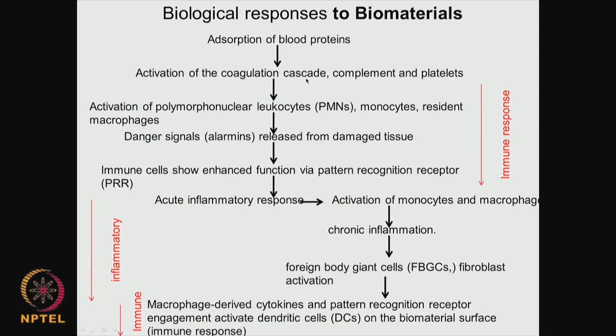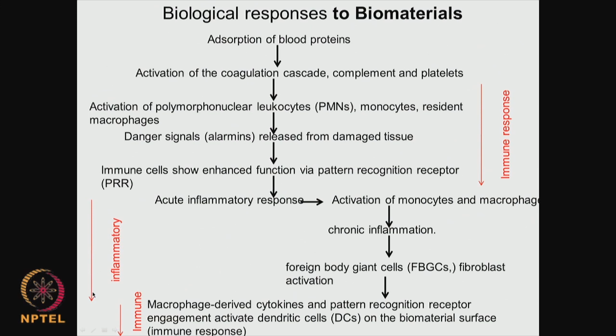Activation of the coagulation cascade is related to the blood. The blood tries to coagulate; complement, platelets, activation of PMN, that is polymorphonuclear leukocytes, monocytes, resident macrophages, okay, that is your immune defense mechanism. Danger signals are released from the damaged tissues. So, the immune cells show enhanced function via pattern recognition, that is the immune response.